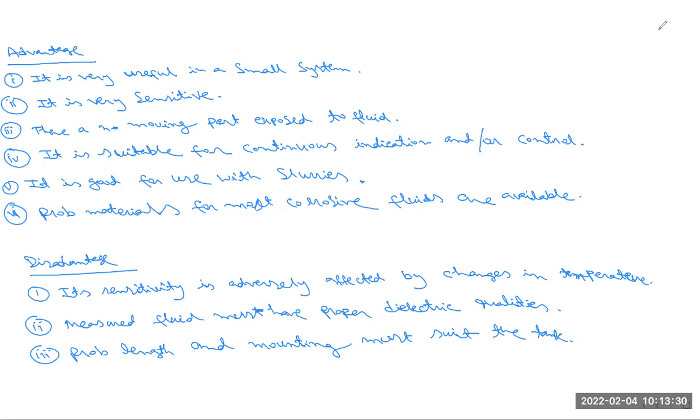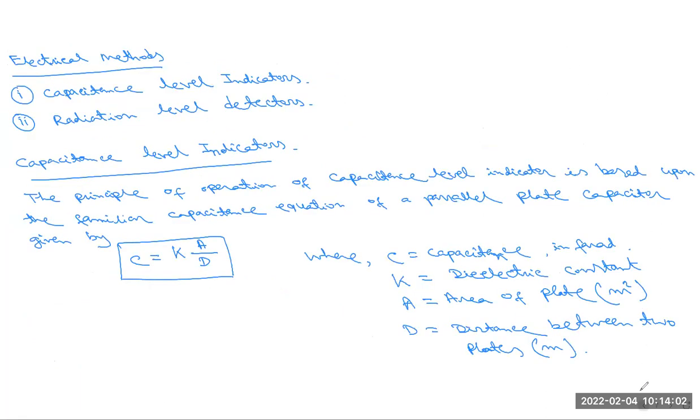So these are the disadvantages of the capacitive type of method. Its sensitivity is adversely affected by changes in temperature. Number two, the measured fluid must have proper dielectric qualities. Number three, the probe length, the probe we use for the dielectric materials, and the mounting must suit the tank. So there are a few disadvantages in this method. In our process control industries, we broadly use the capacitive level indicators as an indirect method. Another one is radiation; we will discuss radiation level detectors in our next class.